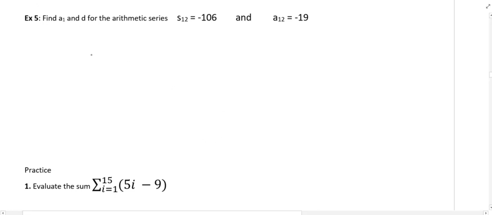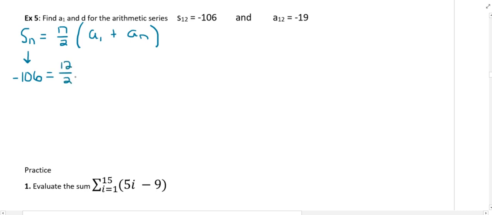Okay, so let's see here. We've got the formula for a sum, because we're given the sum, of n over 2 times a sub 1 plus a sub n. Okay, so I know some things here. I know the sum of 12 numbers is negative 106. I also know that n is 12. I don't know a sub 1, but I also know a sub n, because a sub 12 is negative 19. So this is minus 19 here. Okay, so I've got all the information I need.